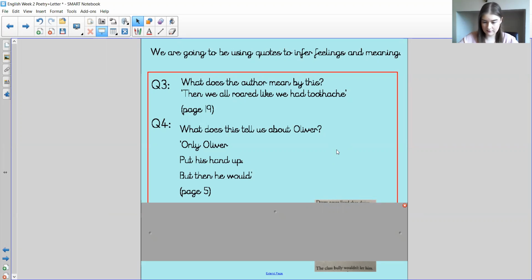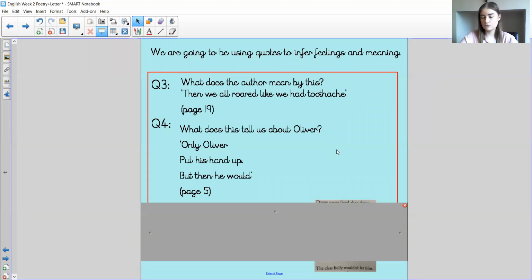So it was on page 5. But I'm going to read a little bit further back from page 4 at the bottom. Hands up those who like classical music. And me and almost everyone kept our hands down, except for Oliver. Only Oliver put his hand up, but then he would.